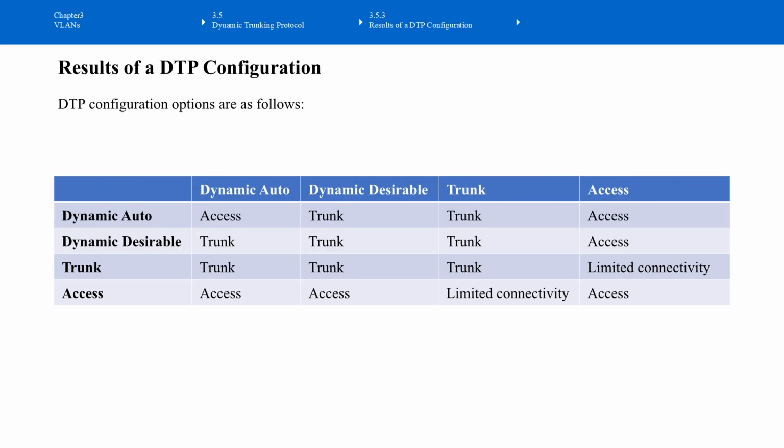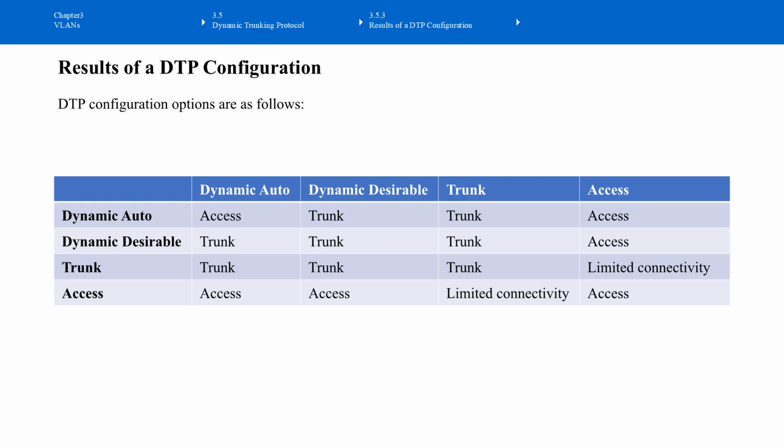The results of a DTP configuration. The DTP configuration options are as follows. So we can look at this in vertical and horizontal directions. Together, it's like a map. For example, if one switch port is configured as dynamic auto, and another port on a different switch or device is configured as dynamic auto, that is access mode.